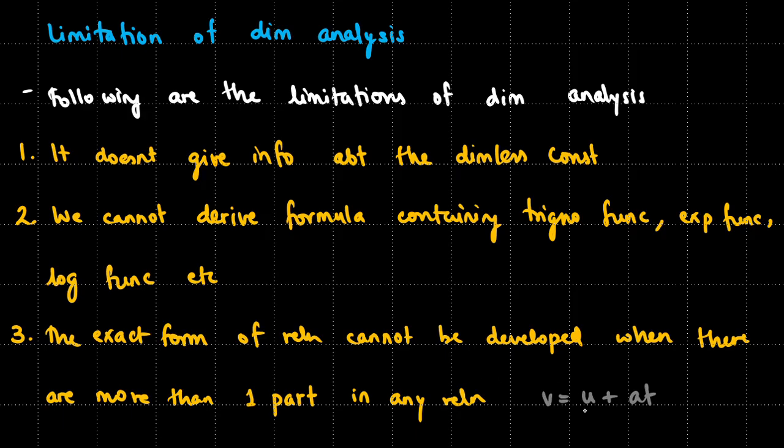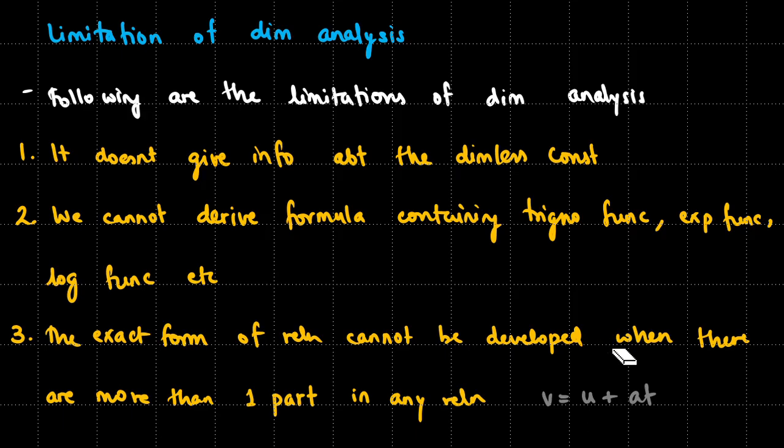Okay, so here if you see v equals u plus at, this is a dimensionally correct as well as a physically correct relation. But if you try to derive it dimensionally, you can't get that. You will be very stuck if you try to find this by the dimensional method. It's because there is a plus over here. So if there are more parts, you can't actually do it. So try to do it. If you try, you will not get this result. You will get another form. So that's why the exact form of the relation cannot be developed.